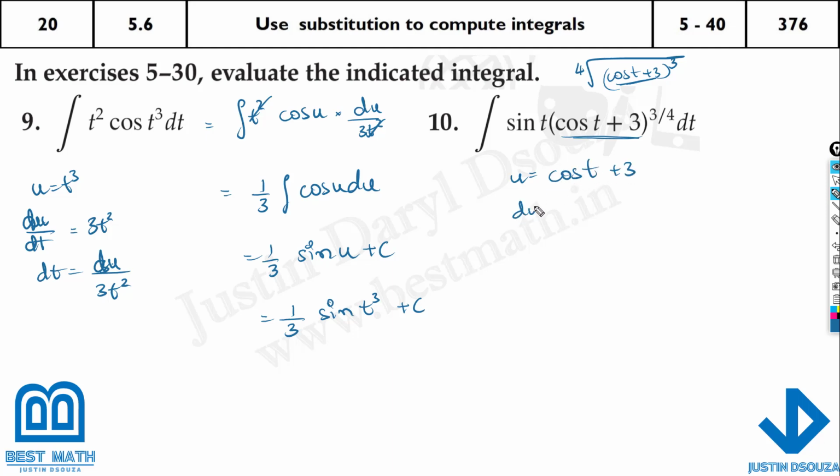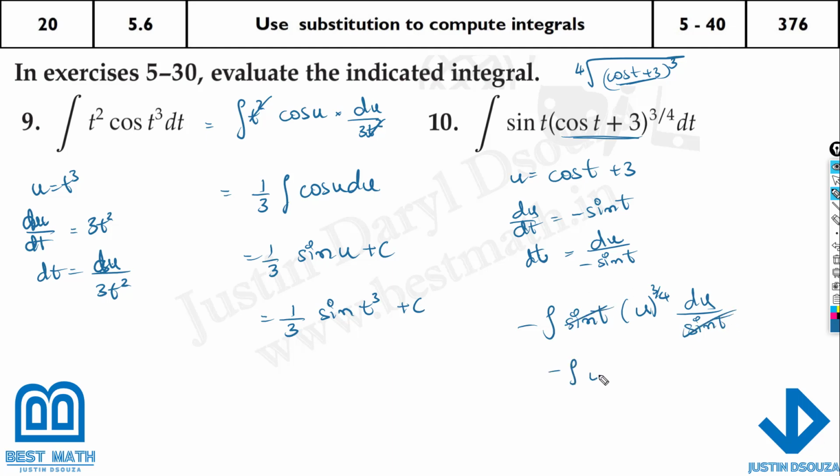Now let's derive this. du by dt is equal to, cosine derivative is minus sine t. That's it. And now dt will be equal to, you have to swap the places, du divided by minus sine t. Now let's substitute whatever is there. Sine t will remain as it is. We have this to be u 3/4. What is dt? It is du divided by minus sine t. So this cancels off. You're remaining with integral of u to the power 3/4 du, which is very, very simple.